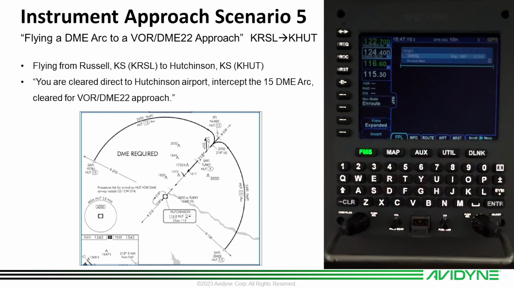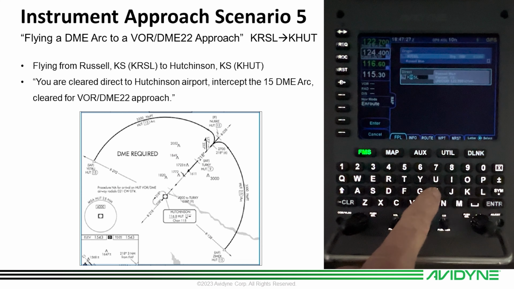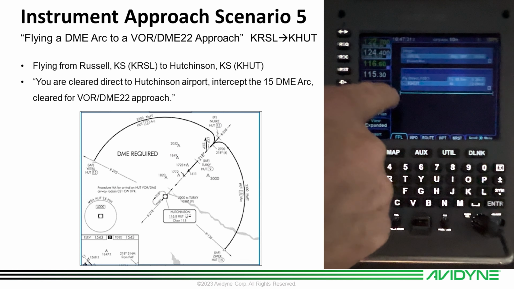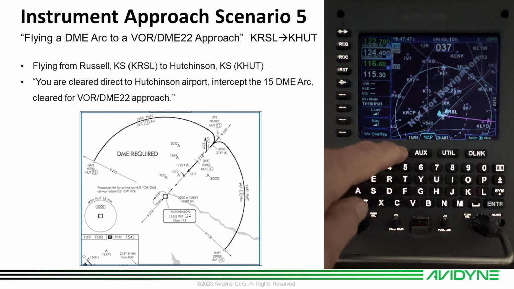Okay, so we're on the ground at Russell, Kansas, KRSL. Let's enter our destination, which is Hutchinson, Kansas, KHUT. I've activated the flight plan and we will climb out and head toward Hutchinson.